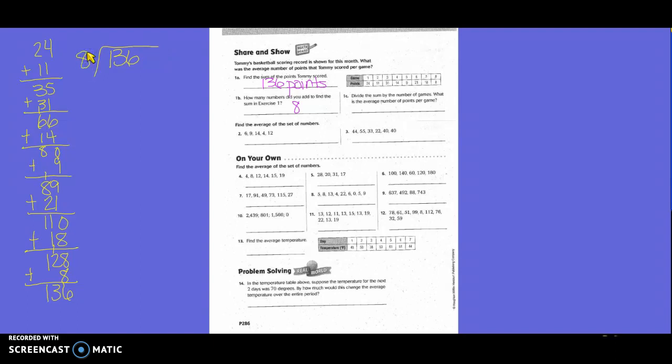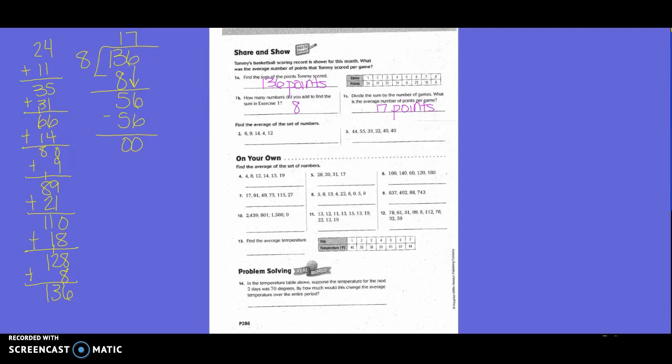How many times does 8 go into 13? Once. Minus 8. 13 minus 8 is 5, and bring down your 6. 56 divided by 8 is 7. 7 times 8 is 56, and I don't have anything left over. So what was the average that he scored? 17 points.